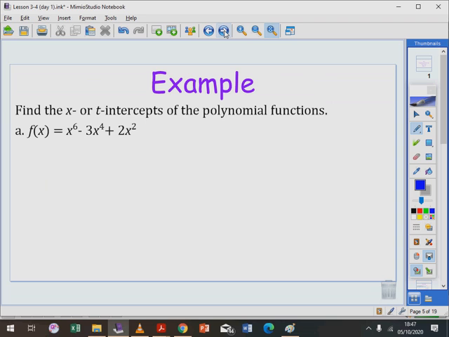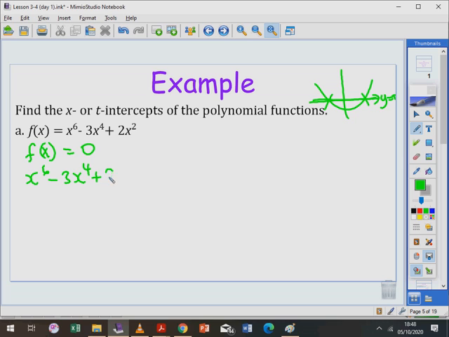Now, polynomial functions, just like any other functions, will have intercepts, x-intercepts and y-intercepts. To find the x-intercepts, and just a reminder, an x-intercept is the point where the function cuts the x-axis, and that point is where the y value is equal to 0, because the x-axis is the same as the line y is equal to 0. So to find the x-intercepts, I simply need to equate f of x to 0. If I set f of x equal to 0, then I can solve for the x-intercepts.